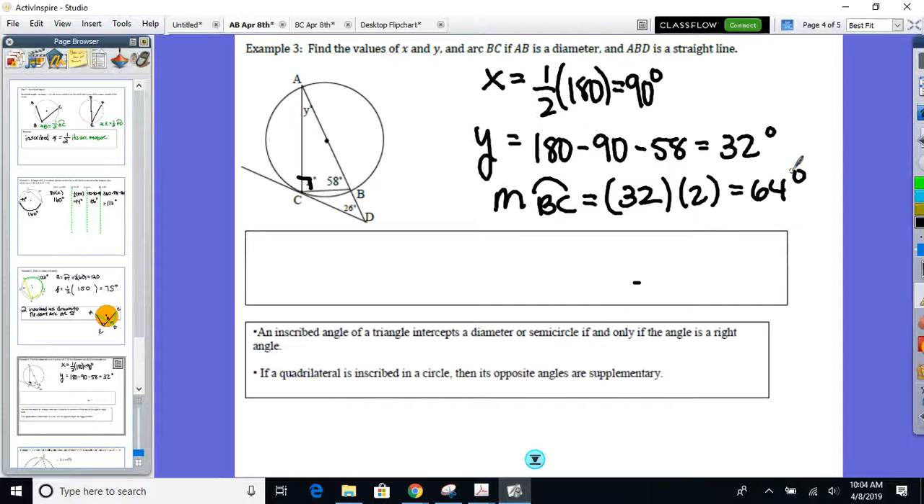Ask away, anything. How did we get any of those values? Yes? How did we get x? Okay, x was an inscribed angle, right? So it's half of something. Half of this arc, because that's where it's drawn to. It told you in the directions this was a diameter. So this would have been a semicircle, 180 degrees. We good? Any others? Last one.